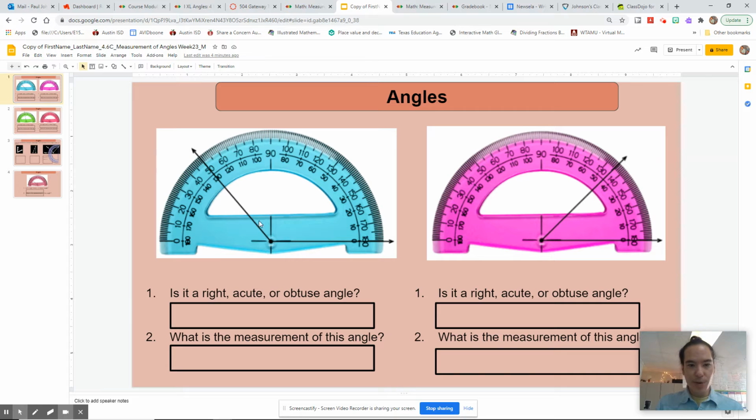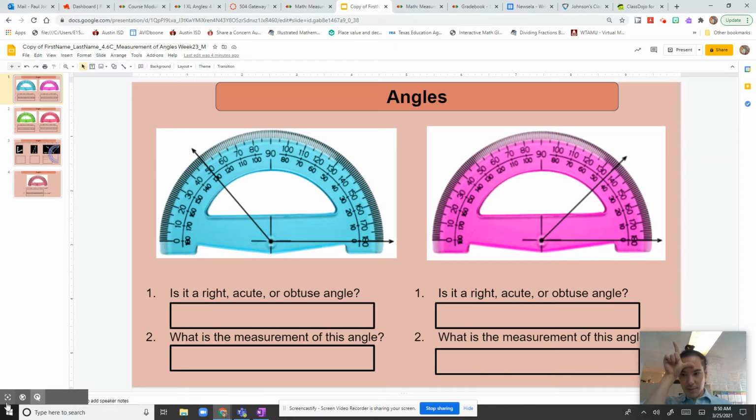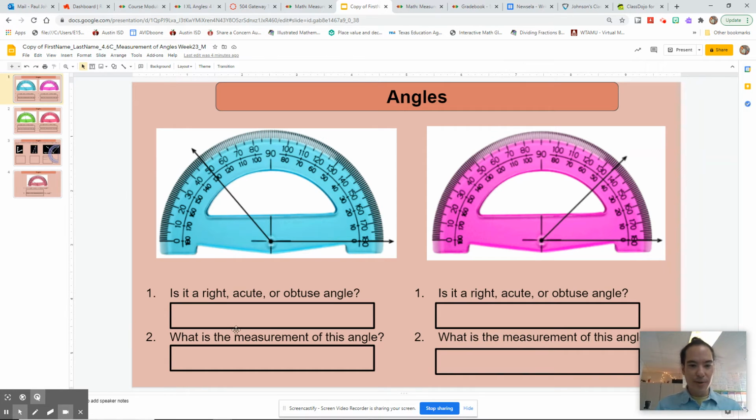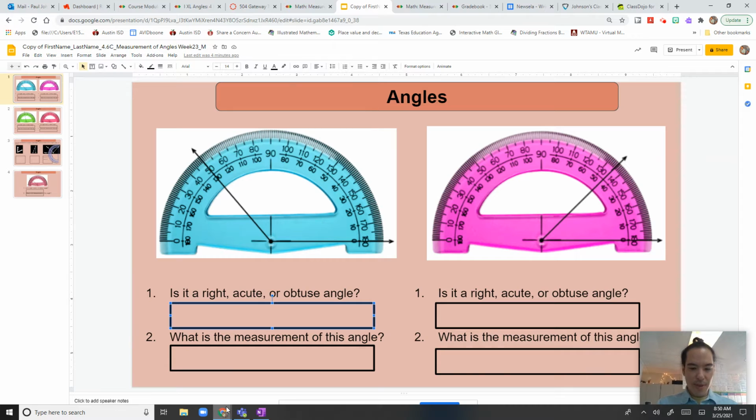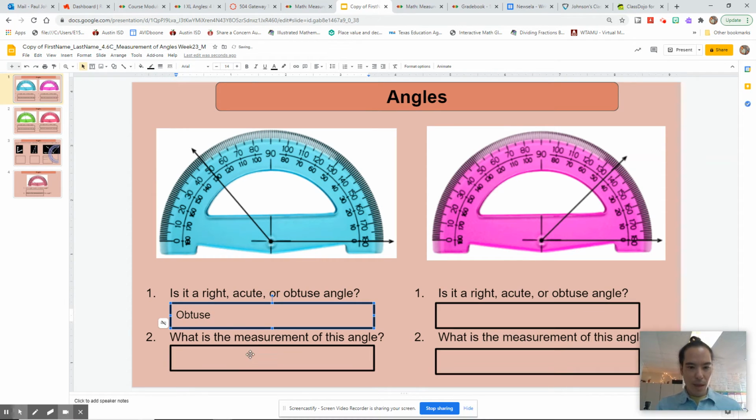So if we're looking at this first protractor, our angle, does it look like a right angle? Does it look like an acute angle? Or does it look like an obtuse angle? That looks like a chair that's bending over backwards, right? So we know that that one is obtuse.